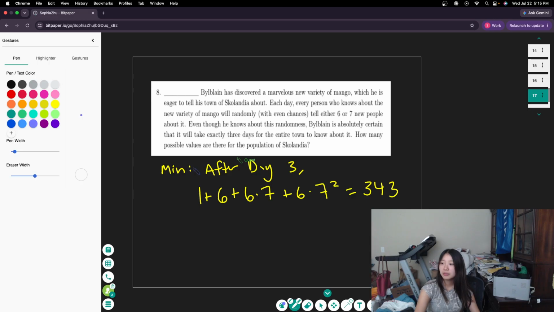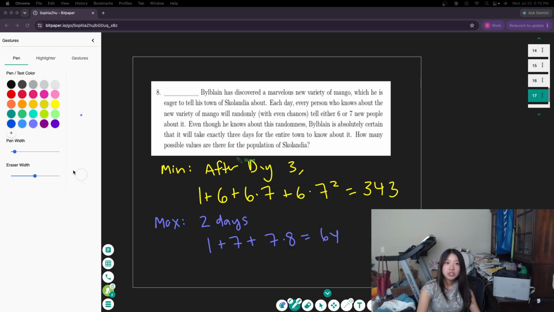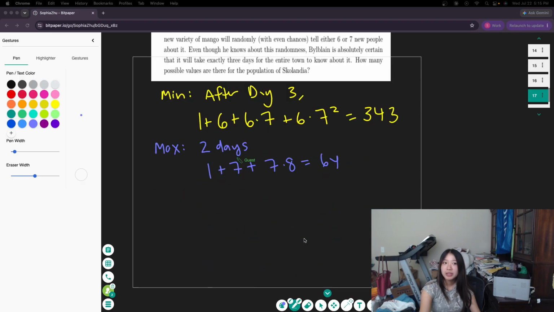And then, similarly, we also want to do our max. And our max is only after 2 days instead of day 3. And this is where each person chooses 7. So now we have something like 1 plus 7, plus 7 times 8, excuse me. And this gets us something like 64. So now we have our range. But the question is, how many possible values are there?